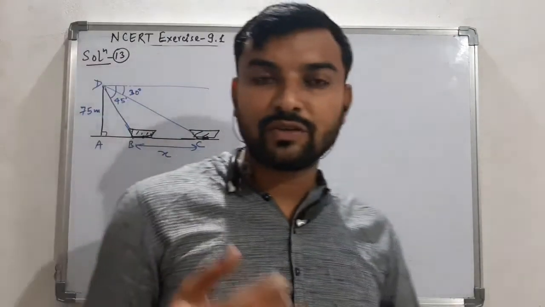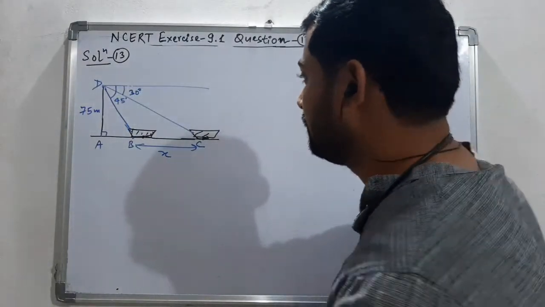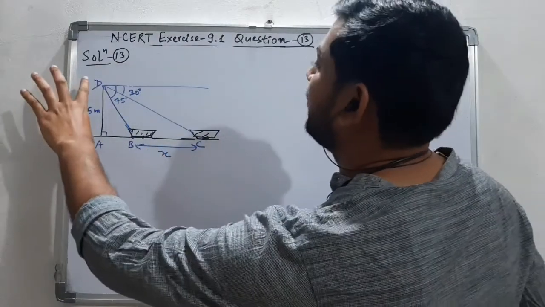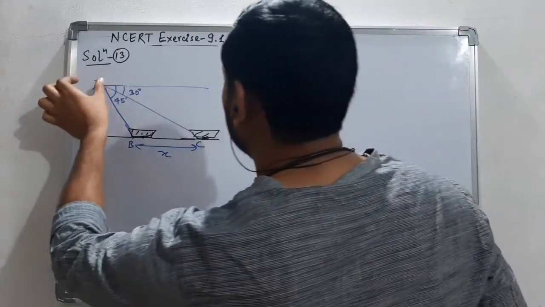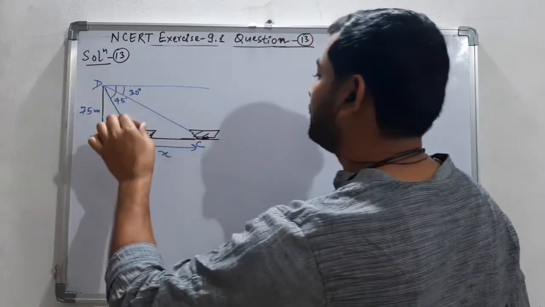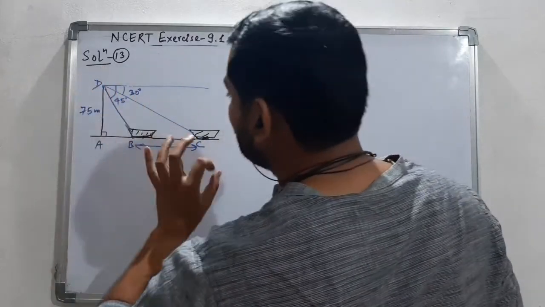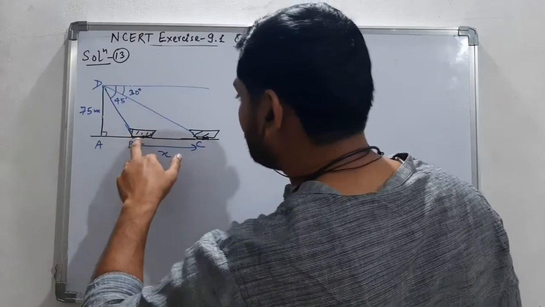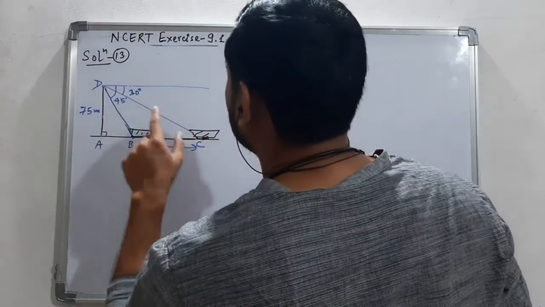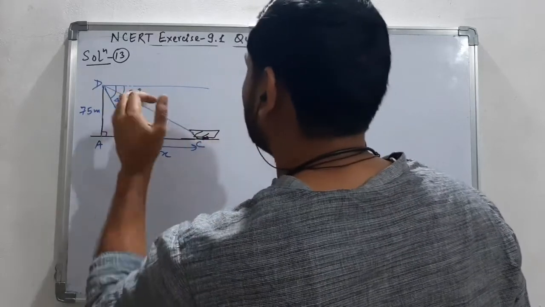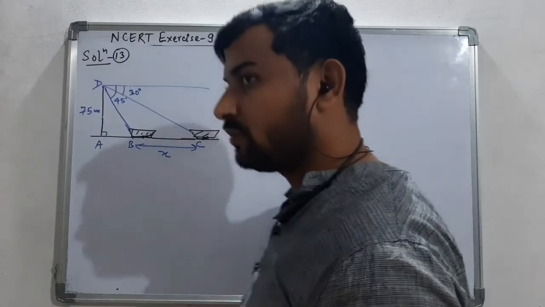Let us come to question number 13 here. In this question, there are two ships and a lighthouse, from the top of which, at point D, a person is looking at these two ships. The angles of depression of the two ships are 45 degrees for the first, which is nearer to the lighthouse, and 30 degrees for the other ship. We have to calculate the distance between these two ships.